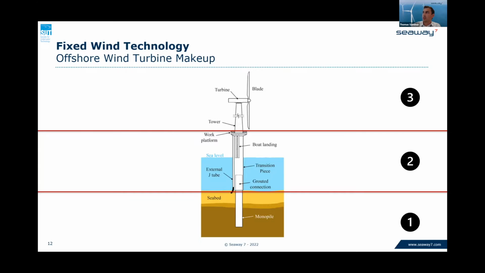In the center is what we call the transition piece, and that typically fits over the monopile. You can see there it says grouted connection. However, you also see now bolted connection or mechanical bolting, fixing those 2 pieces together. And then finally, above the transition piece is the wind tower, nacelle, turbine assembly, and blades.